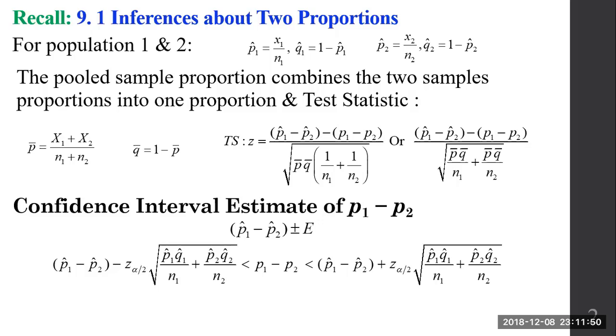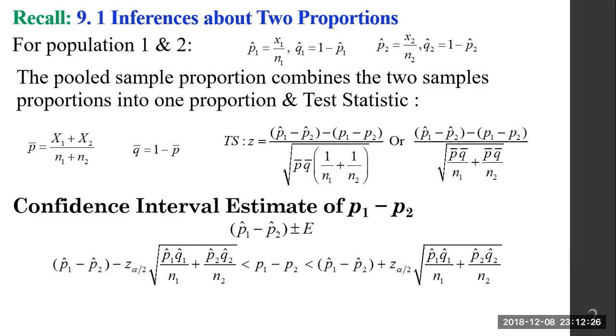Also, I want you to pay attention to the formulas. The second portion of the numerator, which is P1 minus P2, is calculated from the H0. It comes from H0, and it's always 0 for us. Calculate the confidence interval. It's P1 hat minus P2 hat plus minus E. The margin of error is calculated as Z alpha over 2 square root of P1 hat Q1 hat over N1 plus P2 hat Q2 hat over N sub 2.